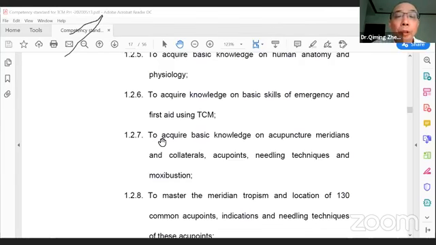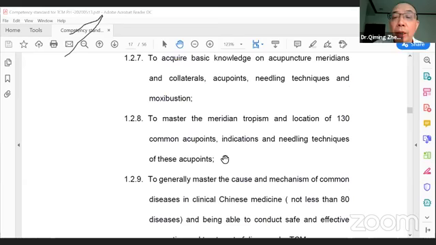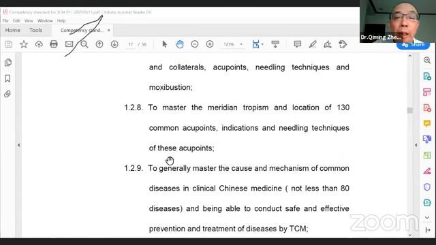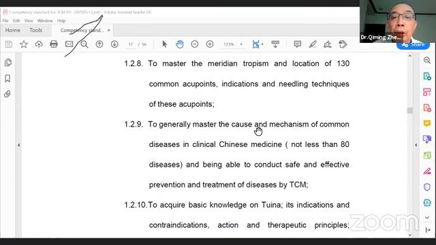7, to acquire basic knowledge on acupuncture, meridian, and collateral acupoints, needling techniques, and moxibustion. To master the meridian, tropism, and location of 130 common acupoints, indications, and needling techniques and these acupoints. To generally master the cause and mechanism of common disease in clinical Chinese medicine.